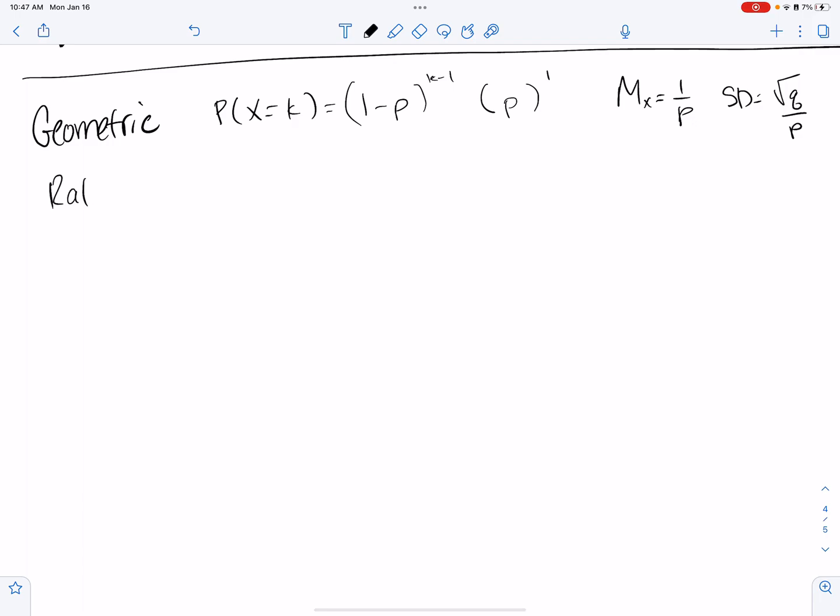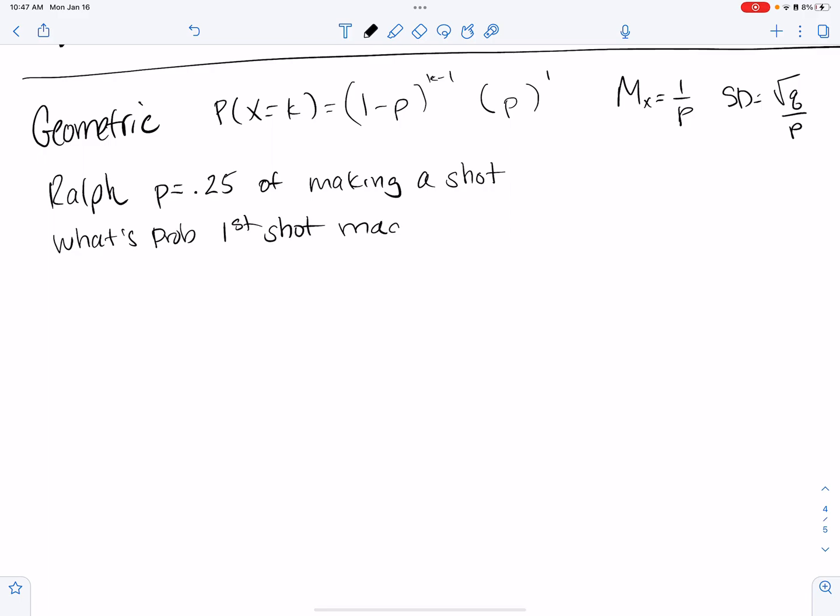Let's say Ralph has a probability of 0.25 of making a shot. And I say, what's the probability that his first shot made is on the 6th try? So basically, I'm saying fail, fail, fail, fail, fail, success.